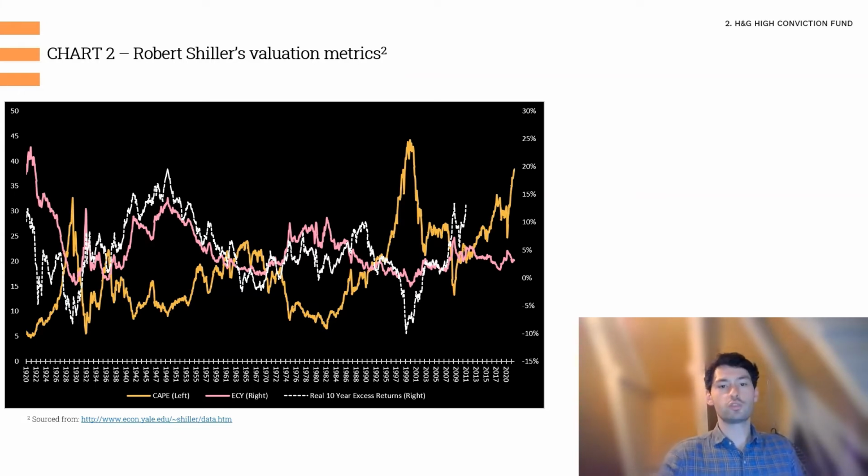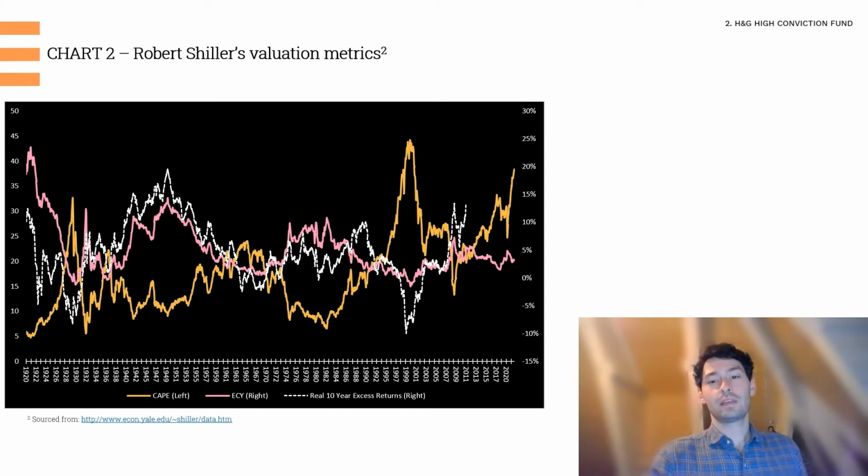So what does chart 2 really tell us? Well, while the CAPE is at levels unseen since 2000, the ECY seems to suggest that equities in the context of long-term bond rates are actually at historically cheap levels. So in short, markets are simultaneously very expensive and also fairly cheap.